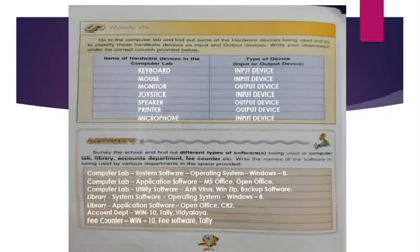So here is the solution: keyboard is an input device, mouse is an input device, monitor is an output device, joystick is an input device, speaker is an output device, printer is an output device, microphone is an input device.